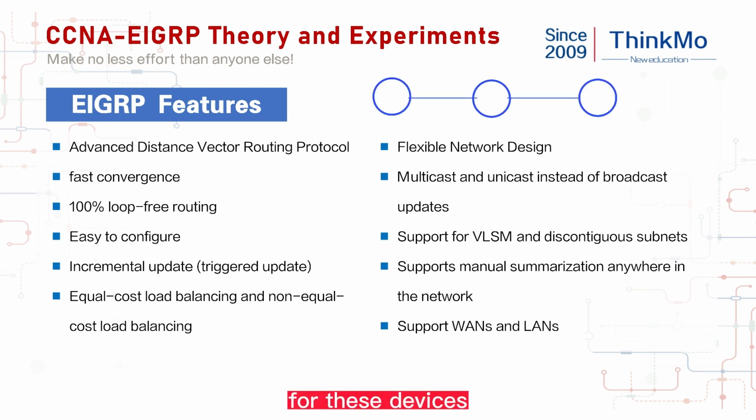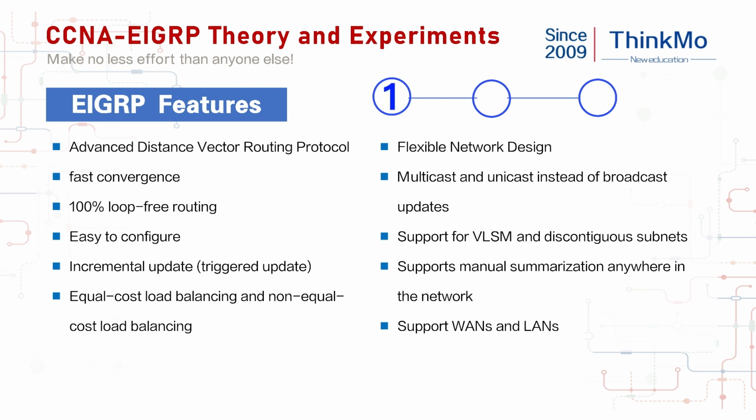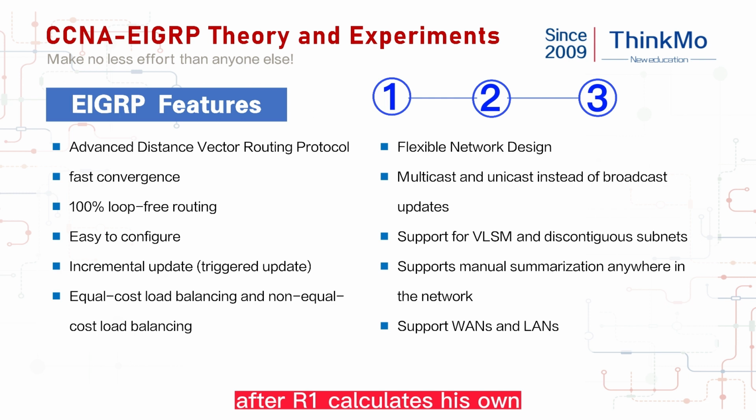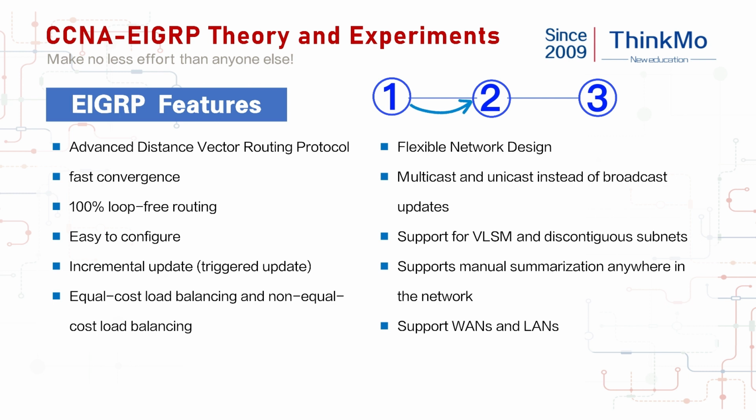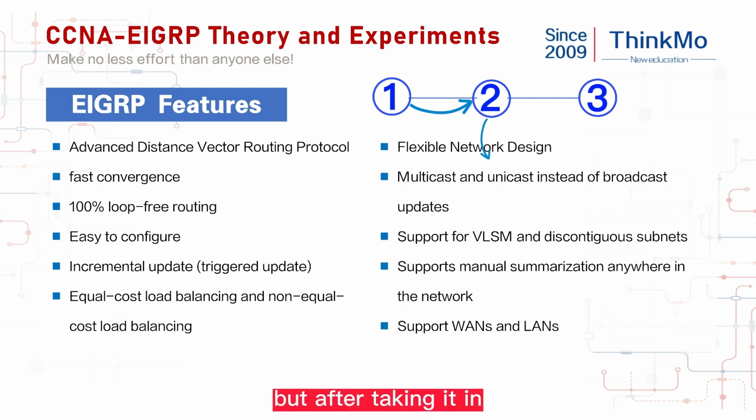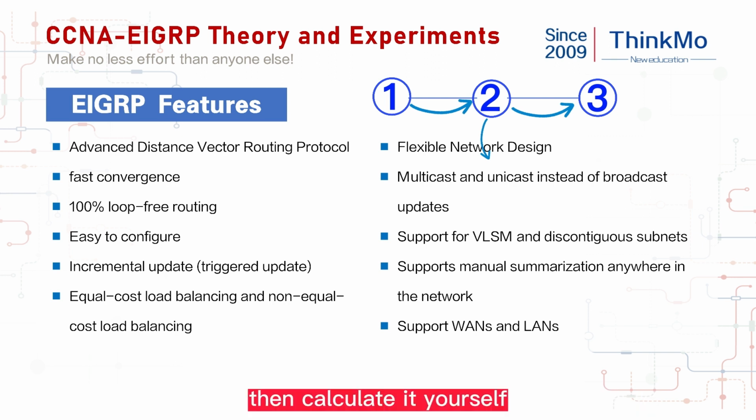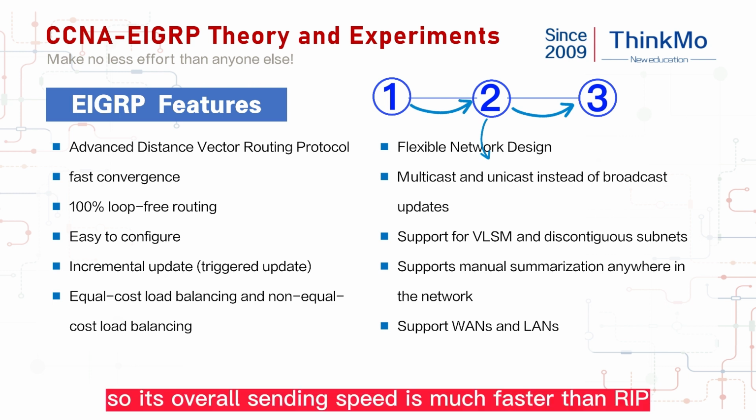For these devices, it is also the interconnection of multiple devices. This is R1, this is R2, this is R3. After R1 calculates its own, it gives it directly to R2. Then R2 takes in R1's, and it is not calculated locally before sending, but after taking it in, it takes its own and sends it directly to the other party. Then it calculates by itself. Every device is like this. So its overall sending speed is much faster than RIP.